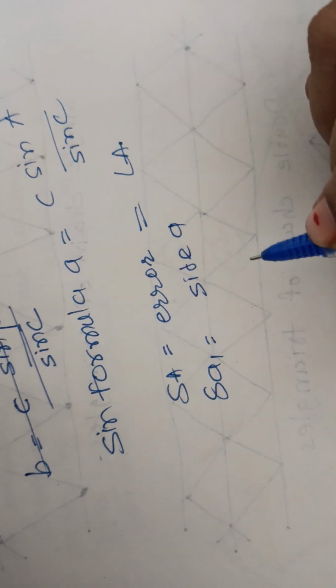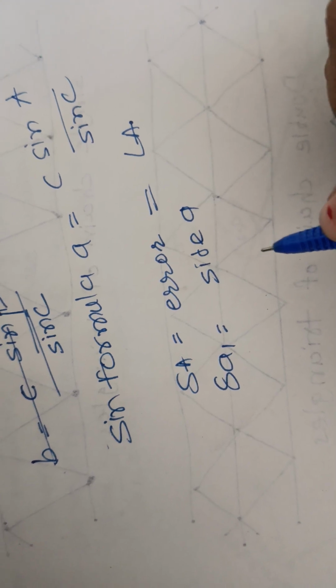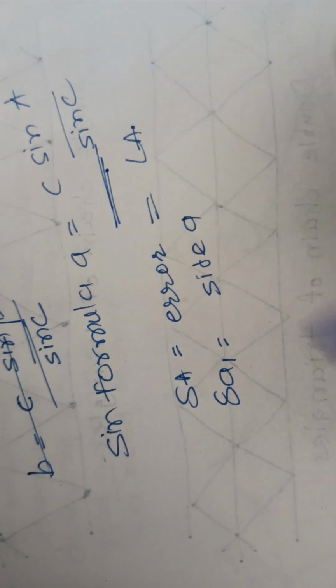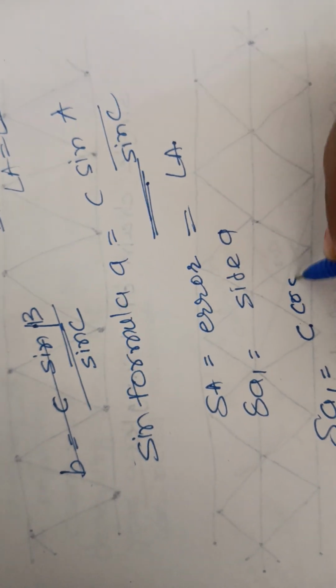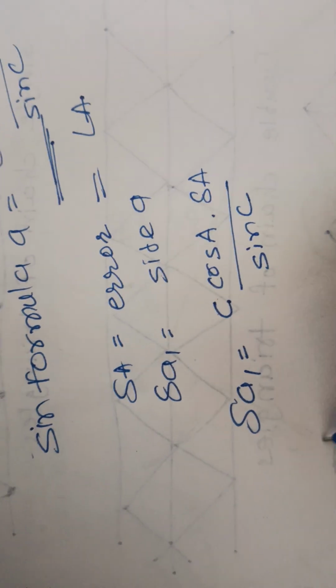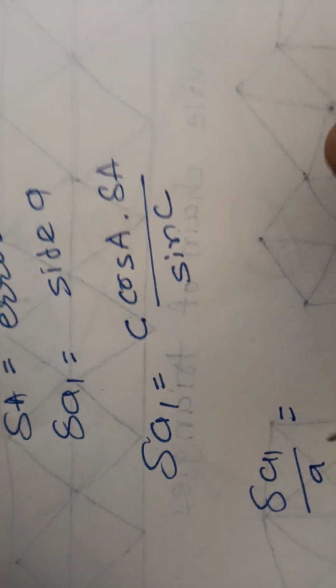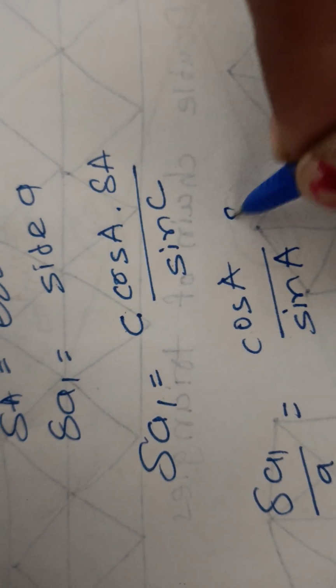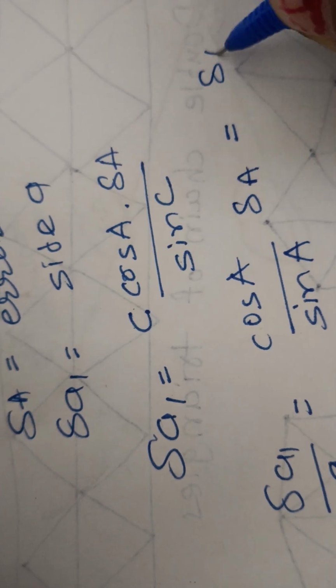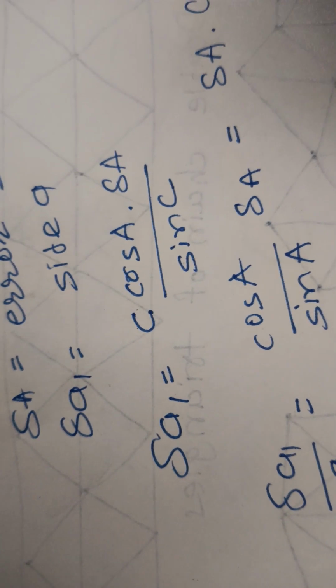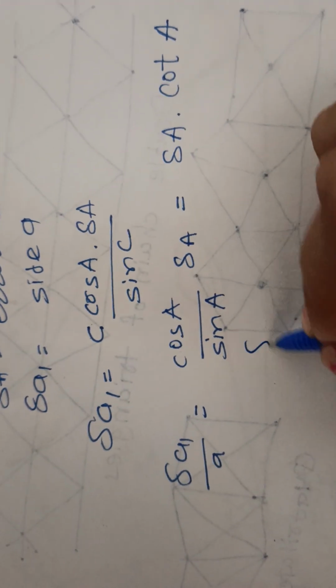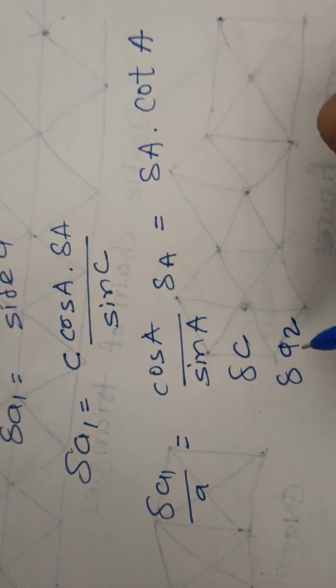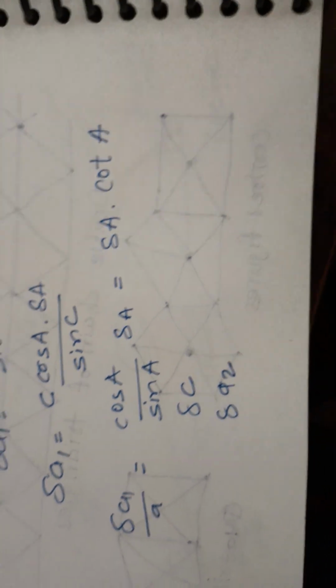Differentiating partially, we get this equation. Let's write here: delta A1 is equal to C cos A into delta A divided by sine C. Again, delta A1 divided by A, we can find, is cos A divided by sine A times delta A, equal to delta A into cot A. Similarly, we can find out delta C and delta A2 by the same procedure.